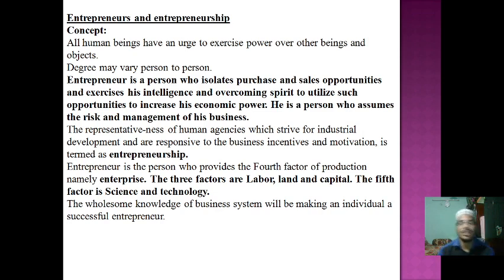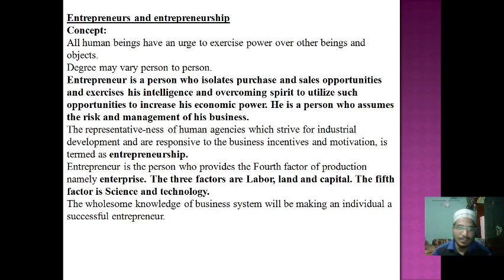He is thinking and isolating how much we have to purchase and how much we have to sell, as per our intelligence. He is thinking about this, and if the overcoming of opportunity comes, how we will utilize that opportunity and how we will increase our economic growth. An economic entrepreneur person will think these things.